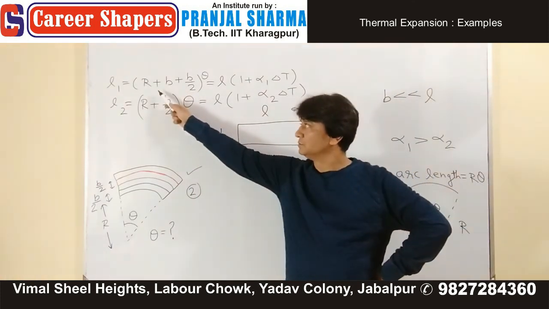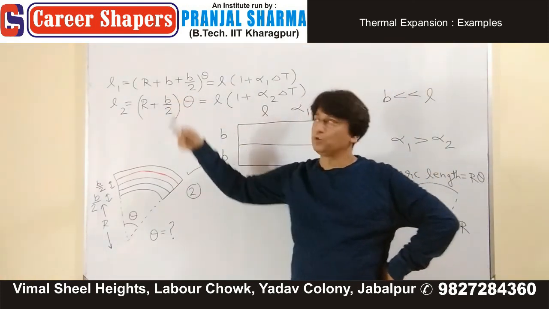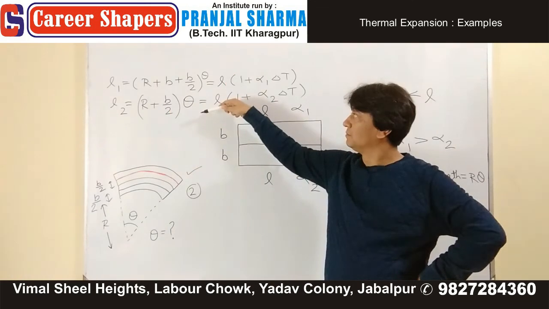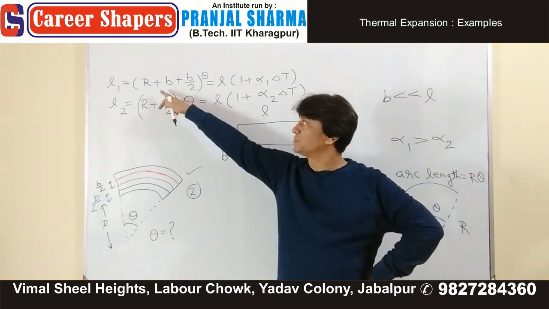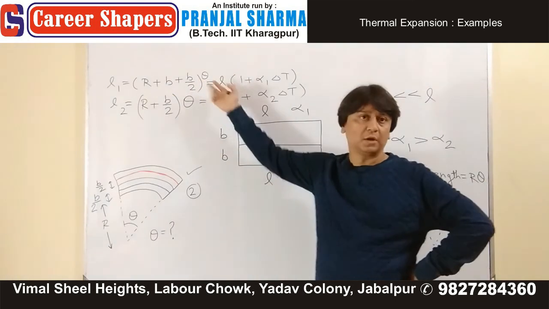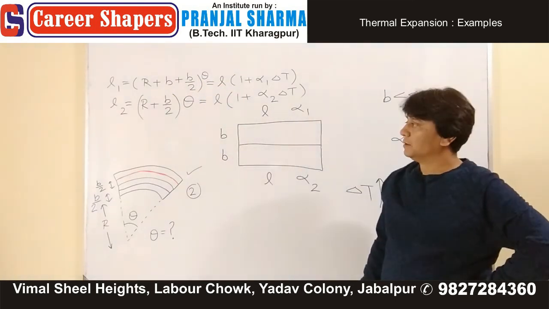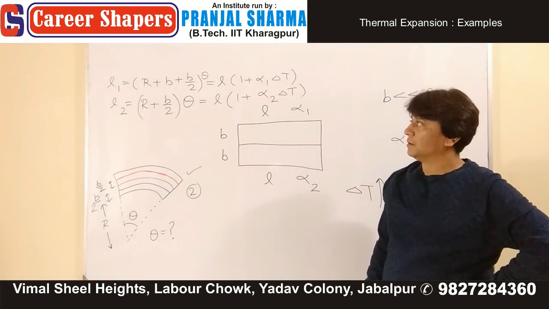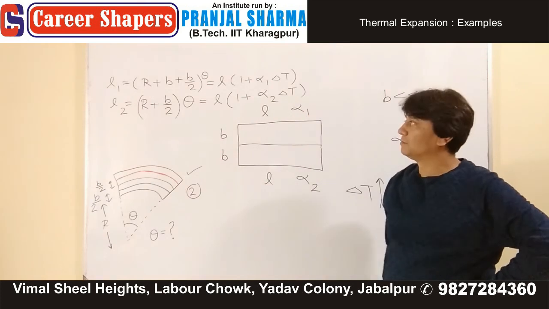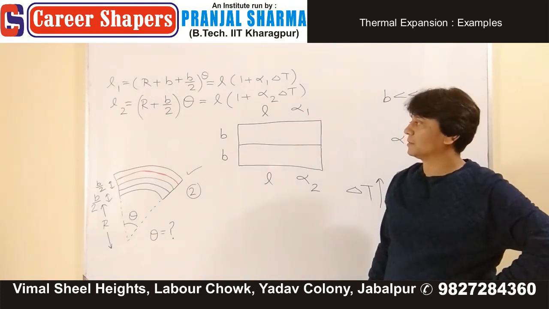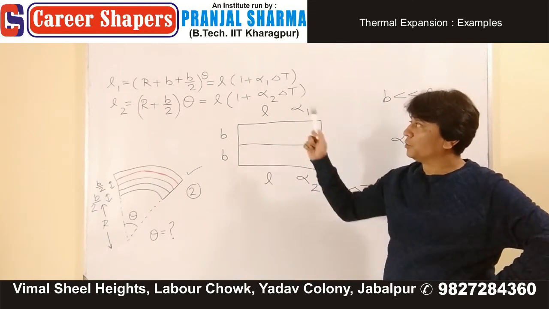From this one, first do what? Divide. You can find the radius also. Once you find the radius, put it here and you can find what? Theta. Are you comfortable with this approach, yes or no? Tell me first. Do you understand this?